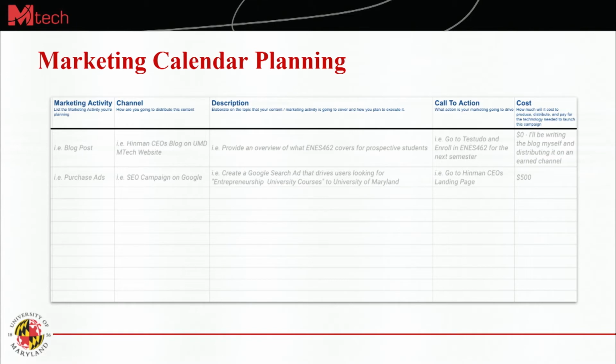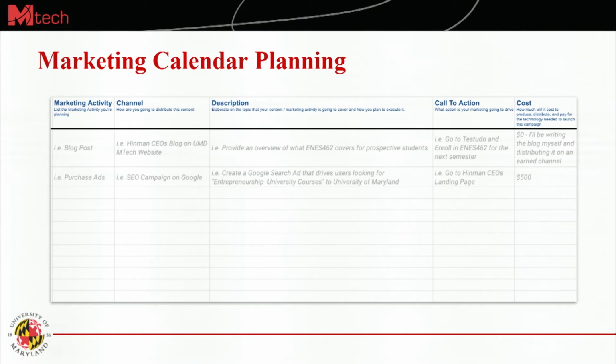Now, what you're doing here is a very high-level draft of what you're planning to do over the course of a given time period. Now, this is just an example, and I used a Google Sheets template. So it's really simple and something that you can recreate, but there's tons of resources online that allow you to create marketing calendars and just plug in your information and go.